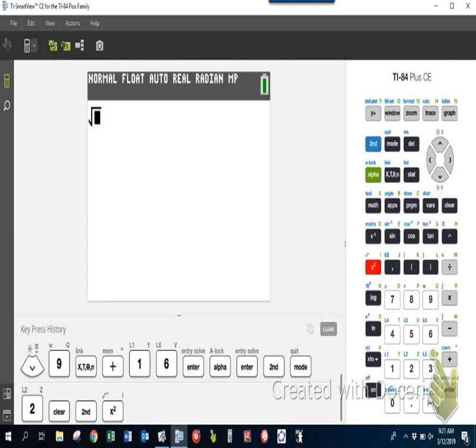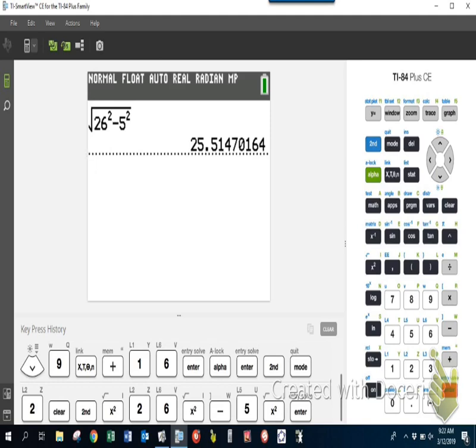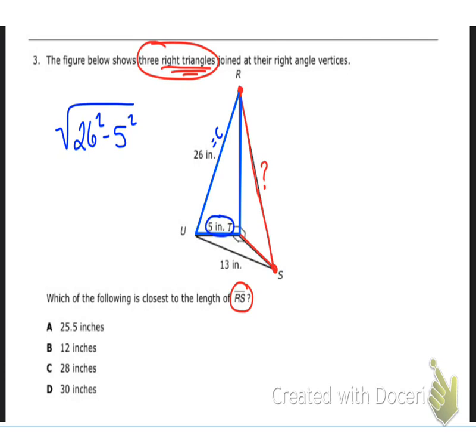So what is, let's do the square root first. What is 26 squared minus 5 squared? And so one of my missing sides is going to be about 25, and let's just round it to the nearest tenth. So about 25.5. So this part in here would be 25.5.